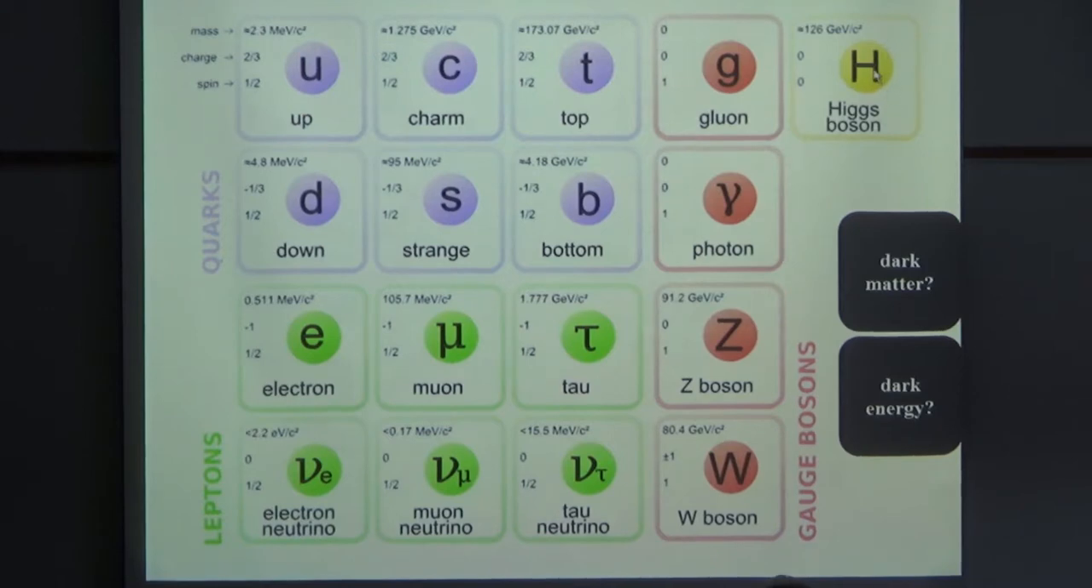This had been predicted 35 years before its discovery. It's a very powerful theory if you make a prediction that long ago and you finally build a machine and it comes in right on cue. But it's incomplete. It doesn't include dark matter and dark energy.